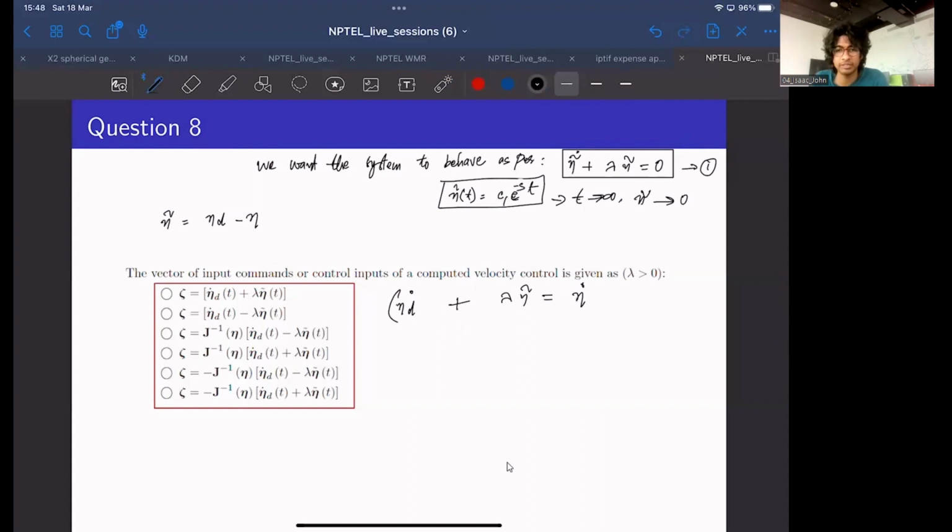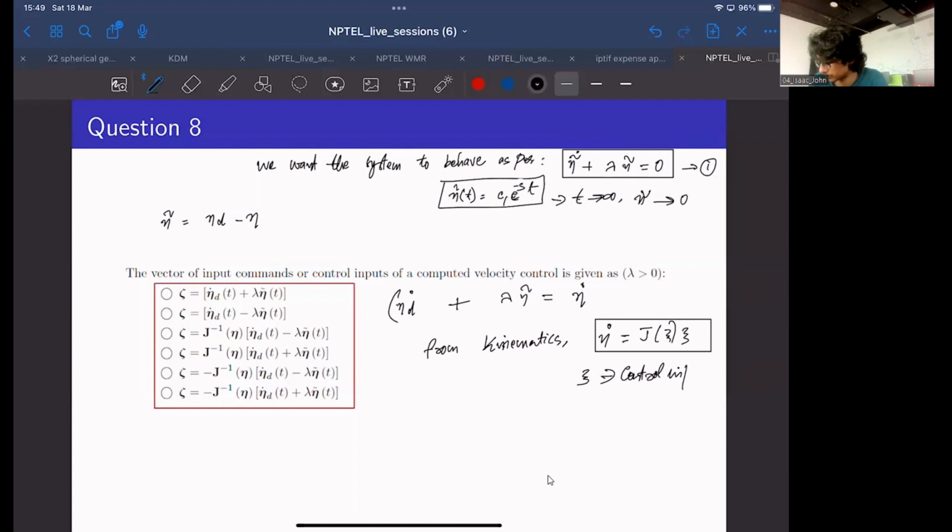And from kinematics, what is this eta dot? Eta dot is J of psi times zeta. And zeta is basically the control input that we are giving to the robot. Our question is to find the velocity input command, or the control input. This is what the question basically seeks. So we need to find the relation between the control input zeta and the feedback terms.